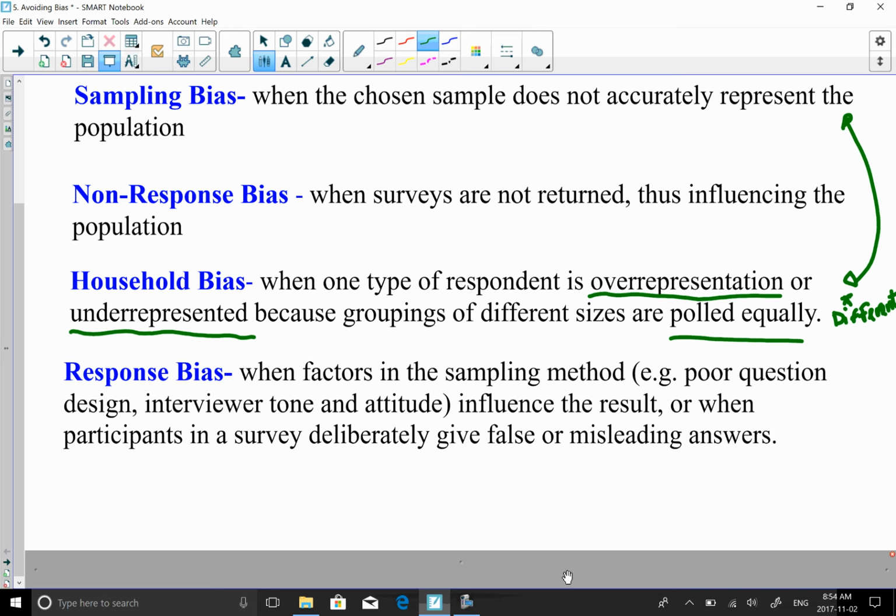So we're going to go through some examples. Again, sampling bias is when you don't reflect the population, so you're missing people that you should be surveying. Non-response is when surveys are not returned, so you're not getting the answers from all the population or the sample that you've selected. Household is different than sampling because you're underrepresenting or overrepresenting people, because you pull them equally. You can fix that using the proper sampling technique. And then response bias is when the survey questions or the interviewing is influencing your results.